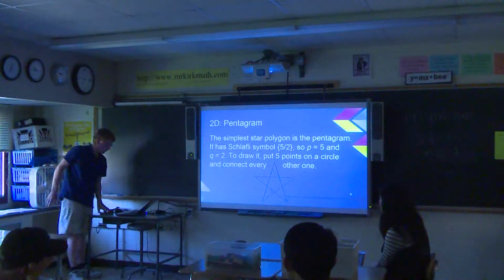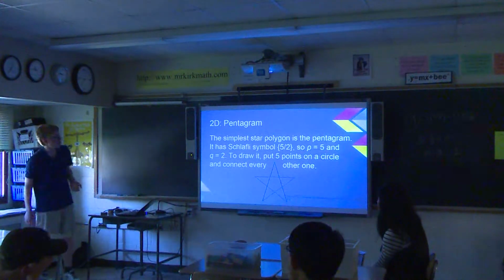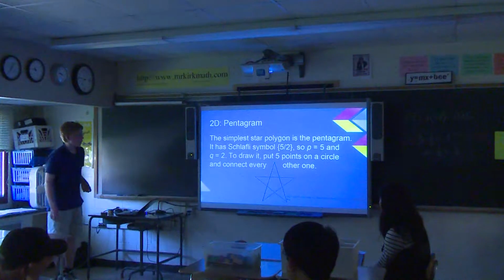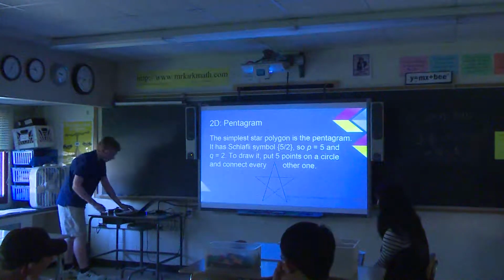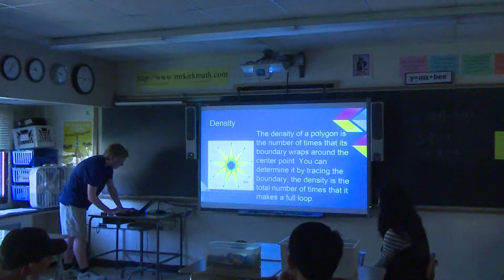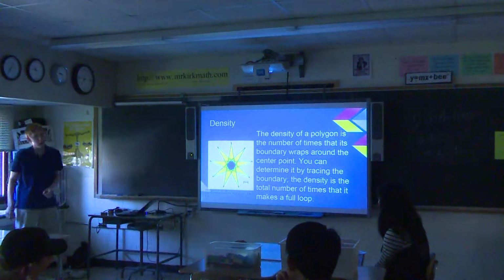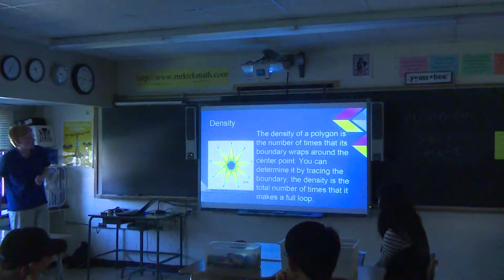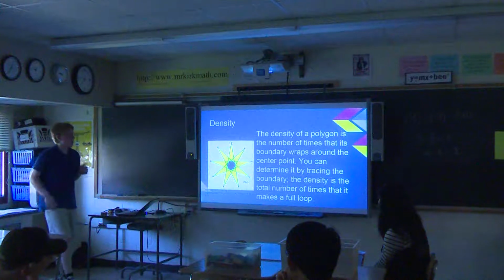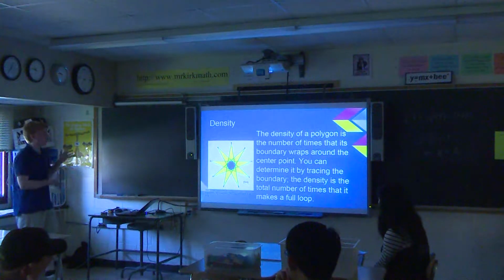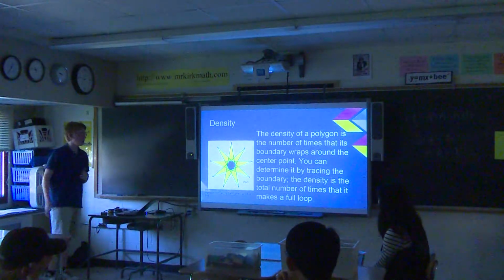And so the pentagram is the simplest star polygon, Schlafli symbol 5/2, and you draw it in exactly the way I just showed you. And a neat little term: the density of a polygon is basically the number of times that its boundary wraps around the center point in a certain direction.